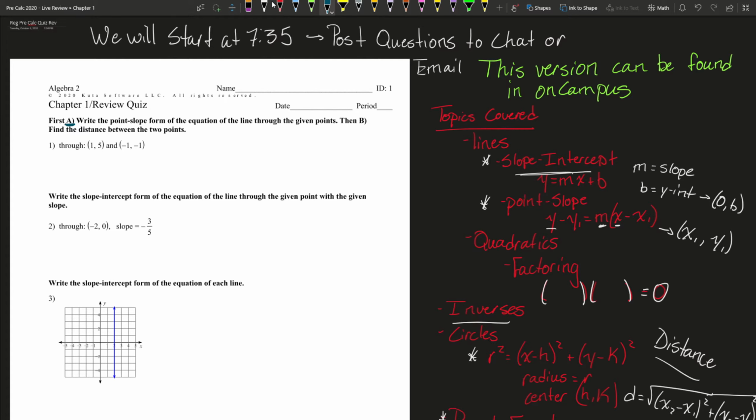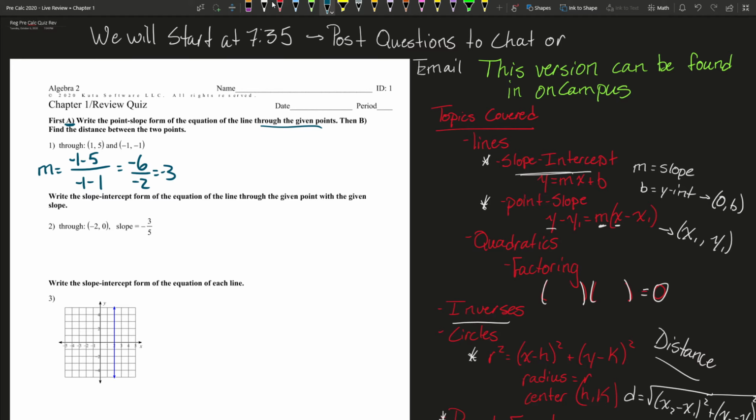It says write the point slope form of the equation of the line through the given points. Step one. Anytime we're dealing with an equation of a line, we have to find the slope between the 2 points. So we just find the difference in y's and the difference in x's. So -1 minus 5 divided by -1 minus 1. So we get -6 over -2, which is equal to -3.